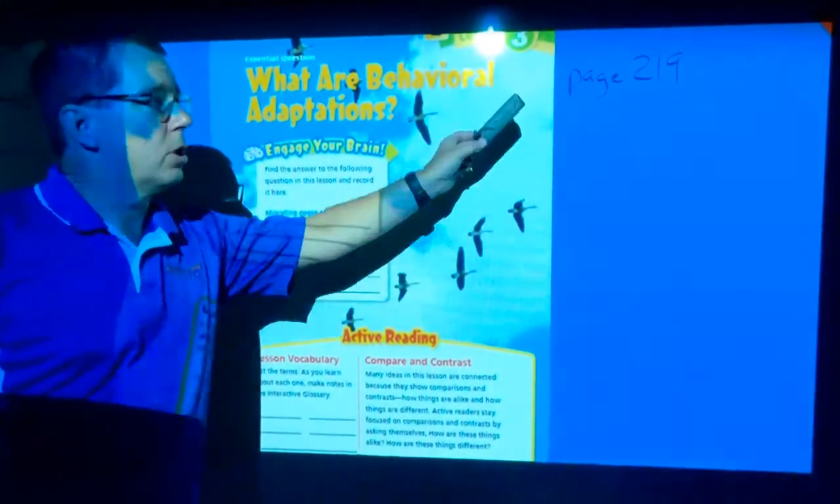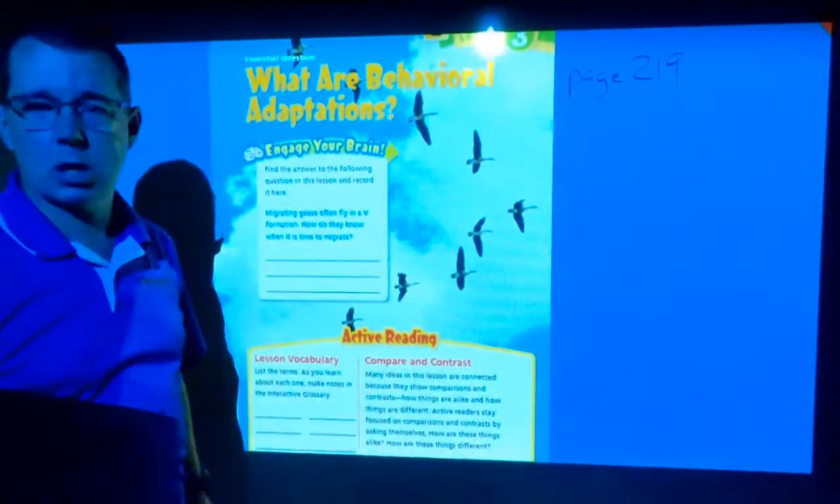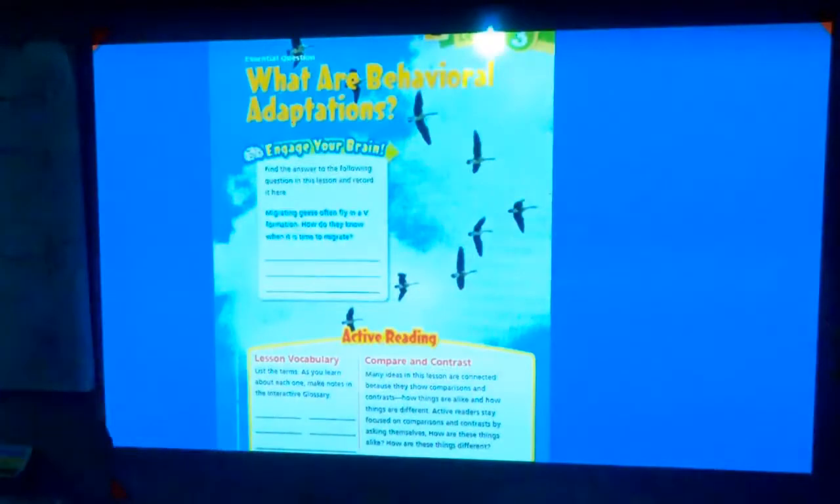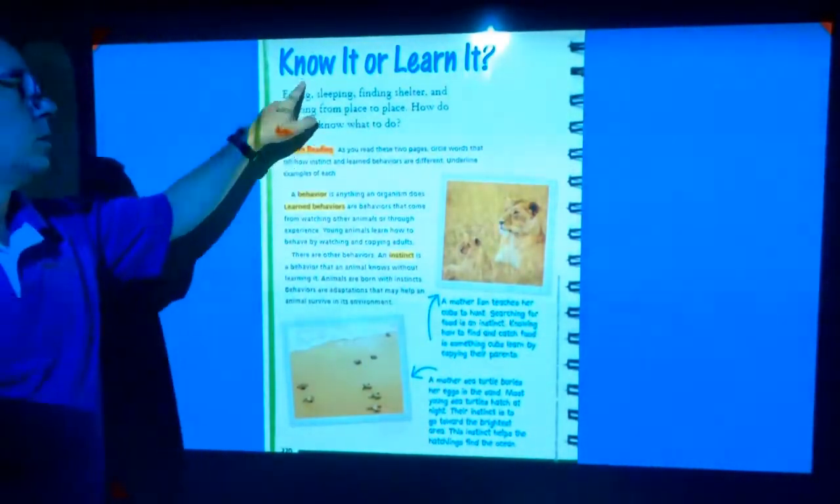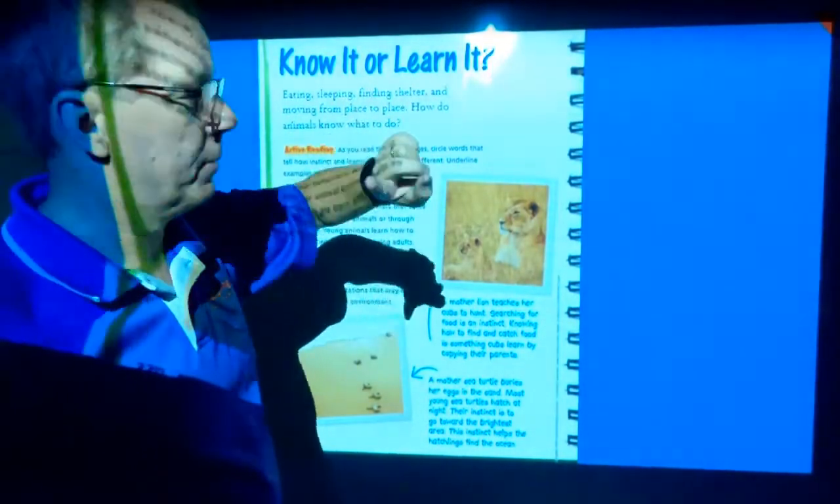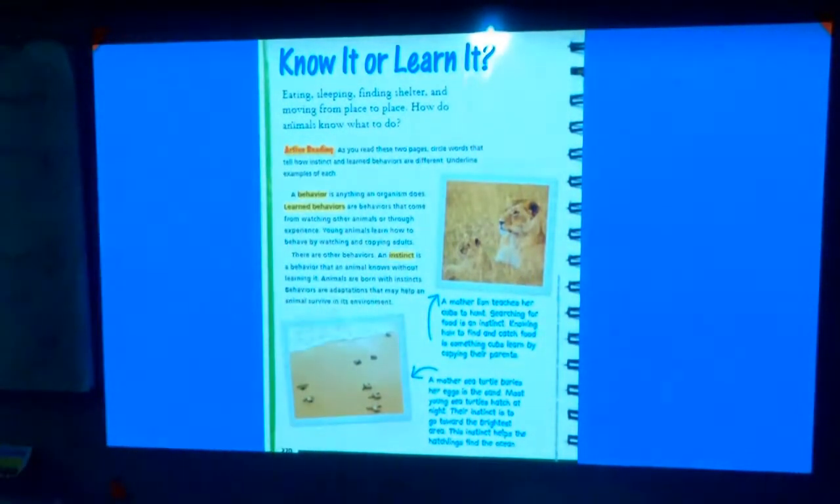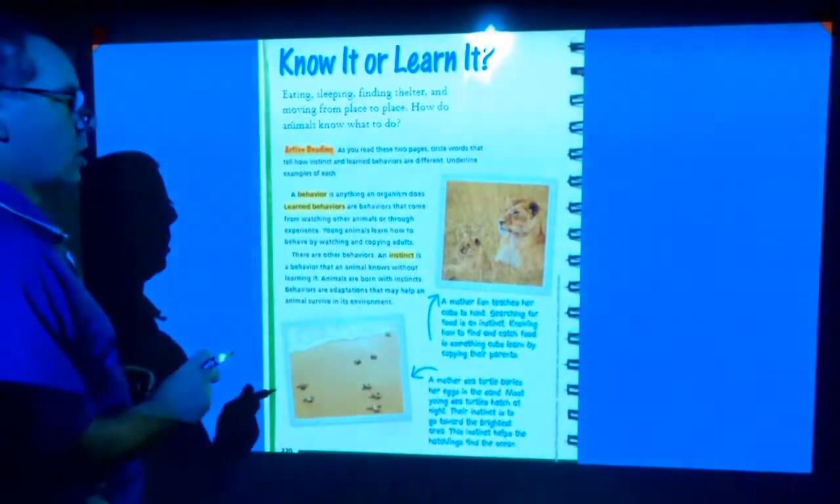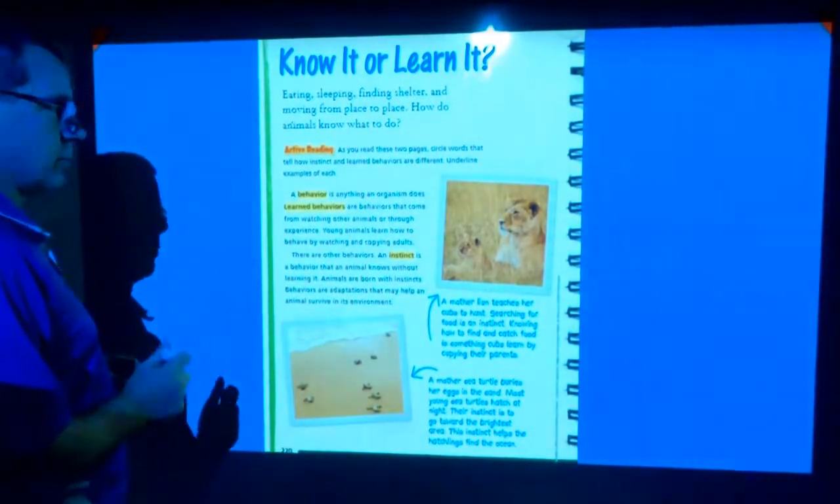So we're on page 219. I've got my pencil. I'm ready to go. And here we go. Know it or learn it. Remember, animals don't go to school like we do. Eating, sleeping, finding shelter, and moving from place to place. How do animals know what to do? Active reading. As you read the 2 pages, circle words that tell you how instinct and learned behaviors are different. Underline examples of each.